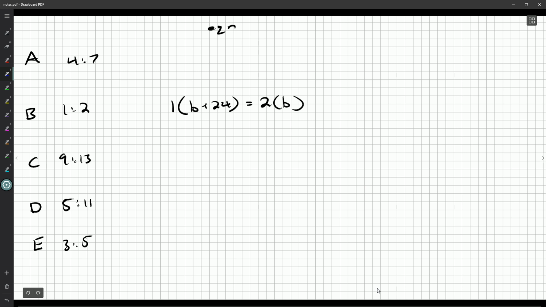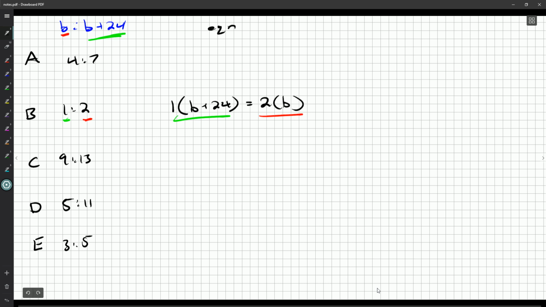B times 2, because we started with b to b plus 24. So b times 2 has got to be the same as 1 times b plus 24. Right? That's the property we're exploiting. And so now the question is, can we solve for b?